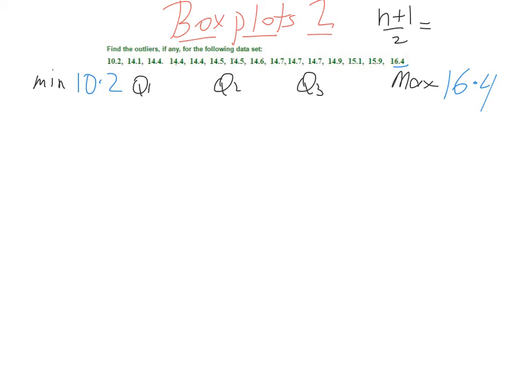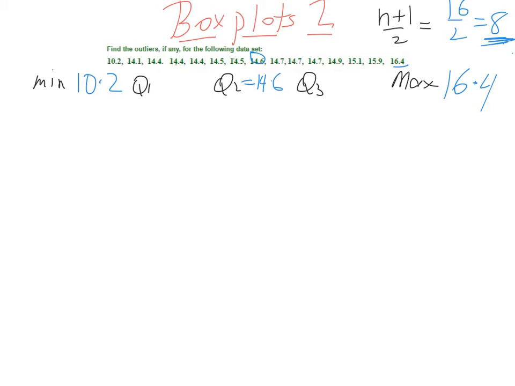So we'll count up how many numbers we've got. 1, 2, 3, 4, 5, 6, 7, 8, 9, 10, 11, 12, 13, 14, 15. So then we're saying 15 plus 1 is 16, over 2, which is 8. So the median is the 8th number. It is not the number 8, it is the 8th number. So let's count up 8 numbers. 1, 2, 3, 4, 5, 6, 7, 8. So 14.6 is our median.